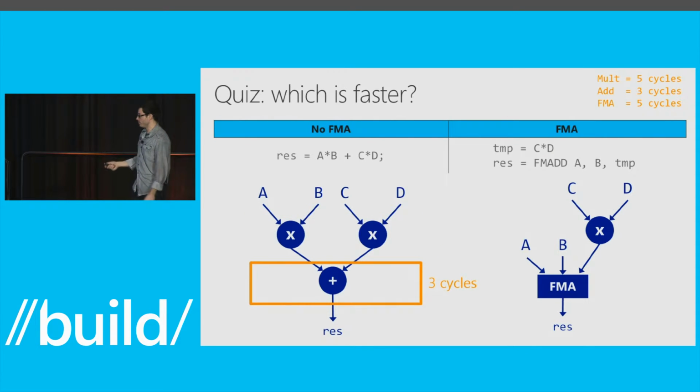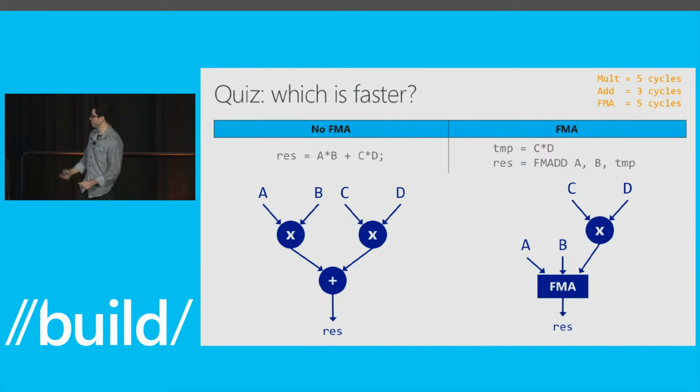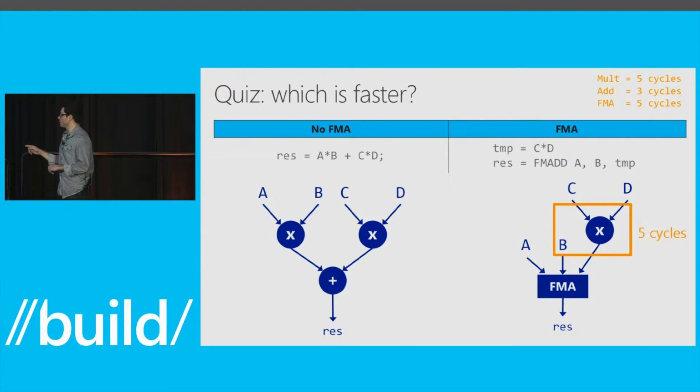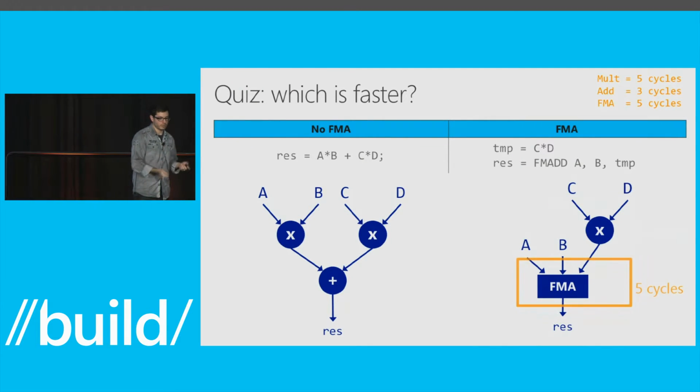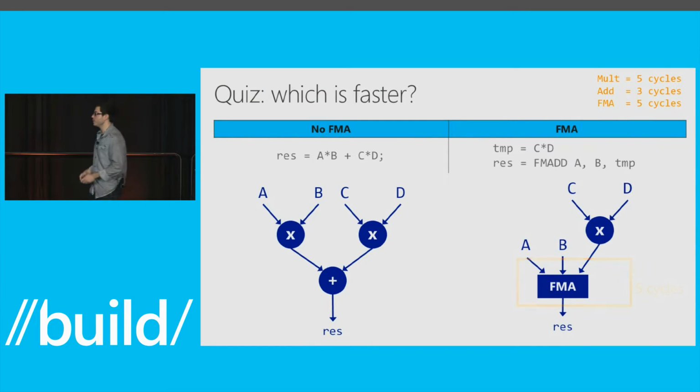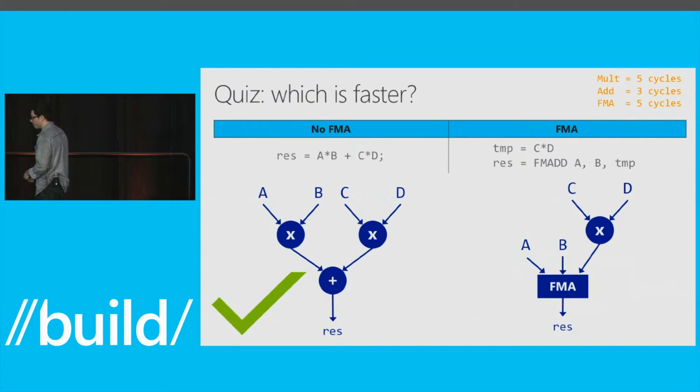Then you're going to add, and that's going to be 8 cycles in total for the code on the left. However, the code on the right, you've got C times D, which is going to take 5 cycles. The FMA has to wait until that multiply is finished before it can take its own 5 cycles to do its thing. The code on the left takes 8 cycles. The code on the right takes 10 cycles. Less cycles is better. Left-hand code goes faster. So this is a case where using FMA is going to make your code go slower.